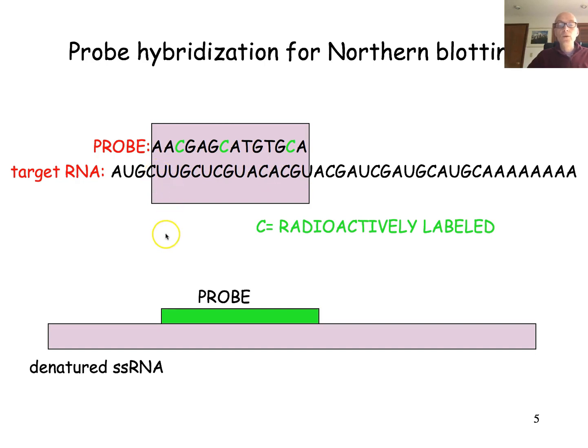And then when you mix those two together in some way, and I'll show you a few ways how you can mix the target RNA and the probe together, then the binding of the probe to the specific region that it's complementary to will then allow this to stick. You can wash off everything else that's bound non-specifically. And then you can visualize this somehow.